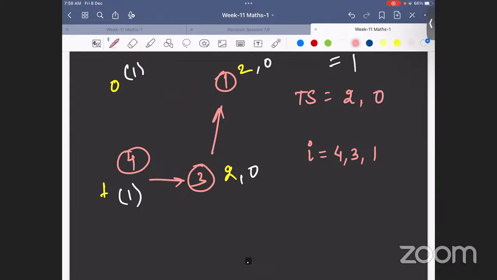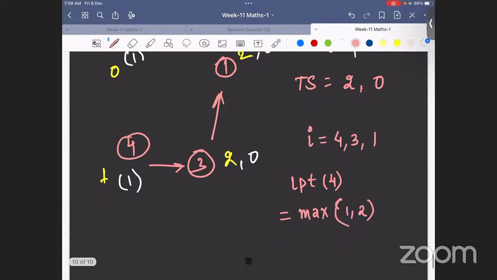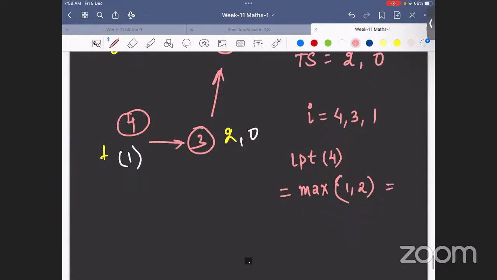Now update the value. LPT of 4. If I'm updating the LPT of 4, what should be the value here? Maximum of what? It should be maximum of 1, comma 2, plus 1, right? Yes, sir, we are doing LPT plus 1 here, because in this case the u was 0, right? Yeah, correct. Okay, sir.